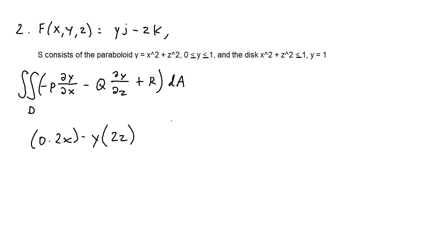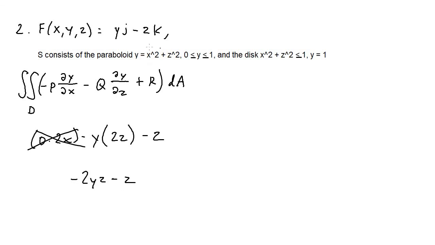And then we have plus r, but be careful here because r is actually not positive z but negative z, because we have minus z times k. So it's basically going to be minus z. So the 0 times 2x will cancel, and so we're left with negative 2yz minus z.